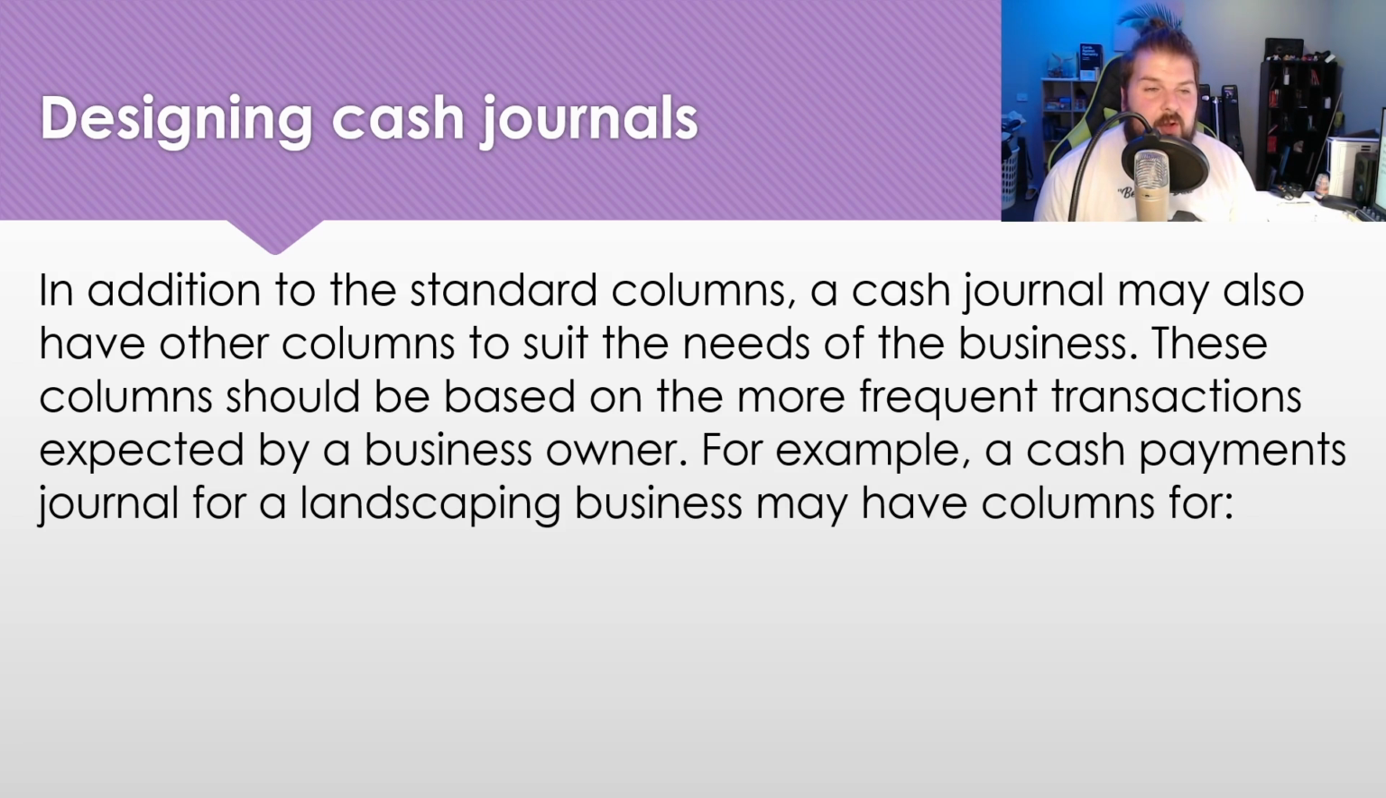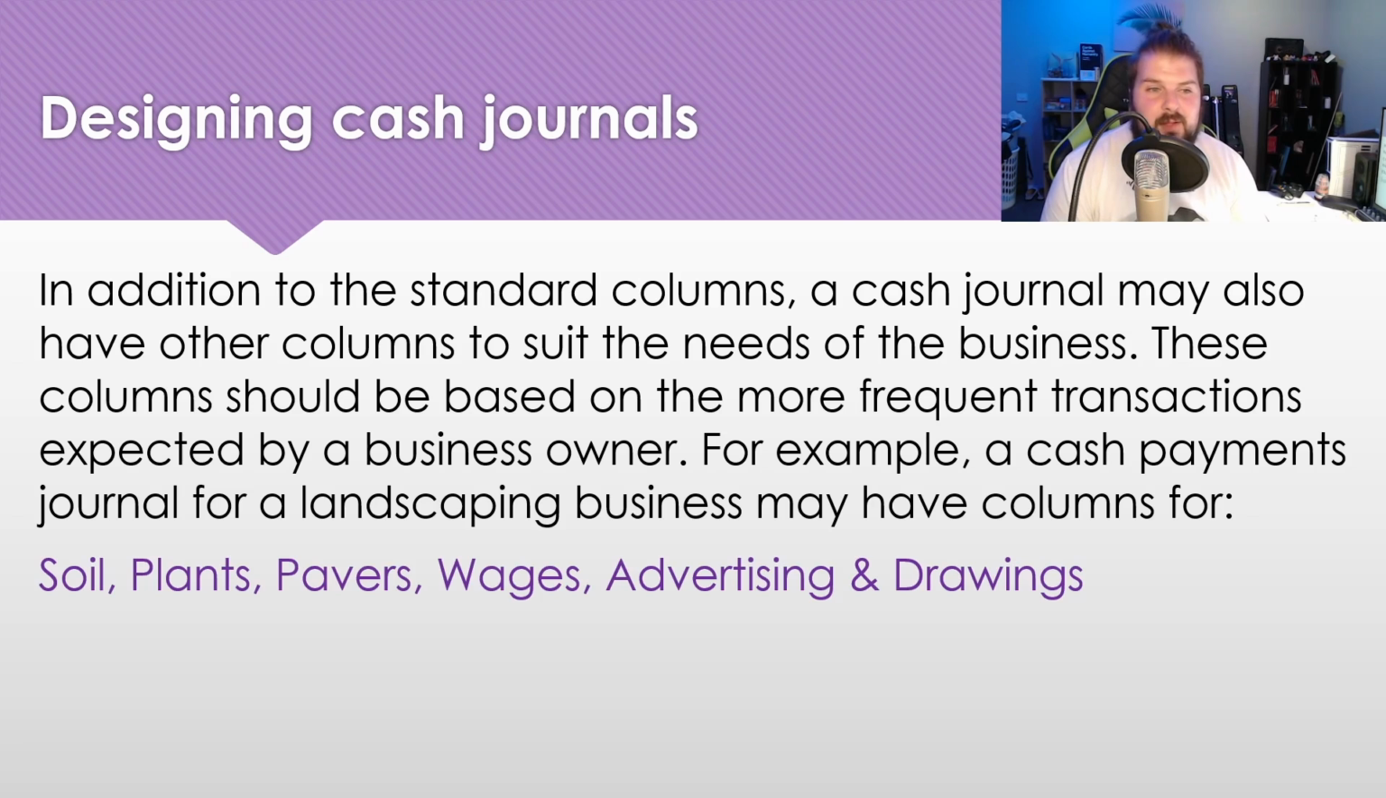Along with these standard columns, we also need to think about the other columns that will be needed to suit the business. We'll have a look at the textbook soon, and we'll have a look at a few different examples of systems that can be designed. But you've got to understand that a landscape business, for example, when they're making cash payments, could have anything from soil, plants, pavers, things that they're using every day, through to wages, advertising, and drawings. It just depends.